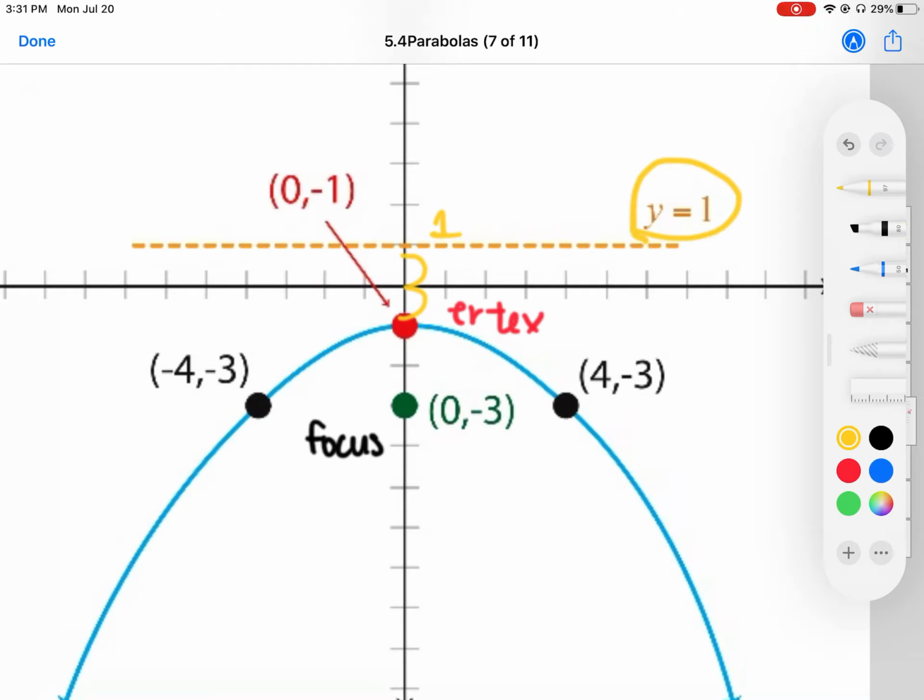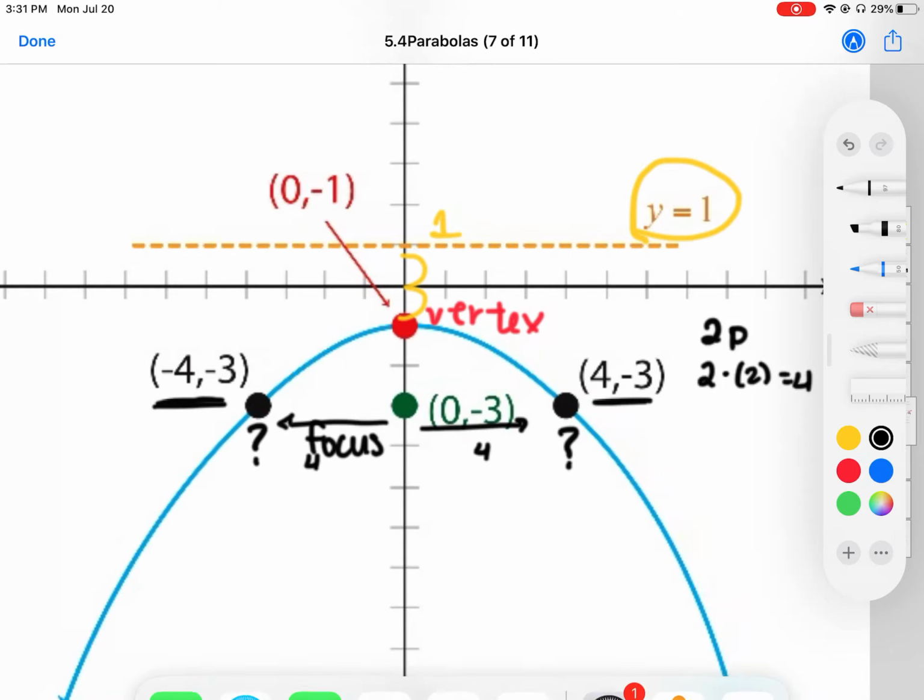Now we're left to find the endpoints of my parabola. So I need to find these points. How do I find those points? Those points are 2 times p. We said p was 2, right? So I have 2 times my p of 2. We're left with 4. So I'm going to move 4 units this way and 4 units that way. So you can count them off. 1, 2, 3, 4. You're left with 4, negative 3. And then for the other way, you're left with negative 4, comma, negative 3.